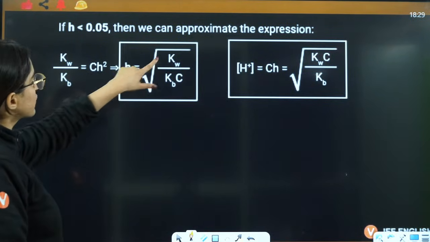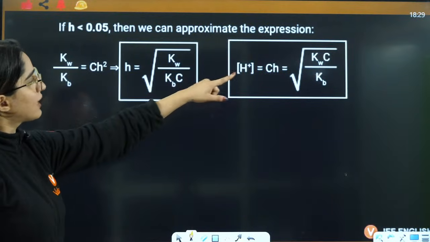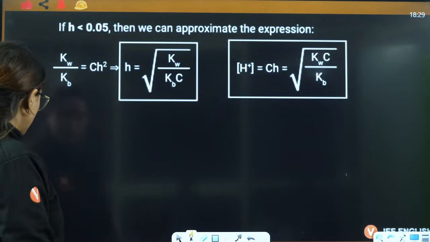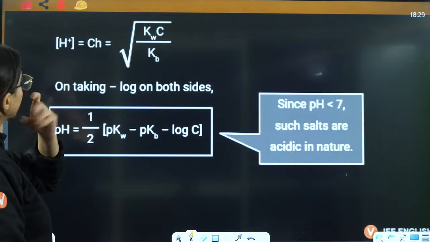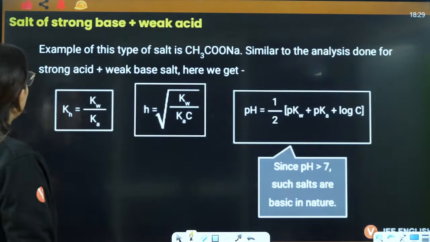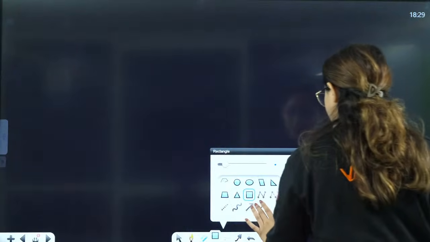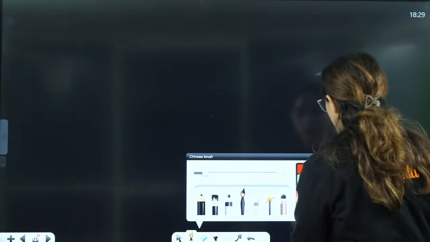If you see, h is equal to under root of Kw by Kb into C, and this is Kw by Kb into C, right? So H positive concentration we know here. Now this is like in buffer solutions, I told you what to remember. One thing is understanding. Understanding was how Kh is equal to this and this.